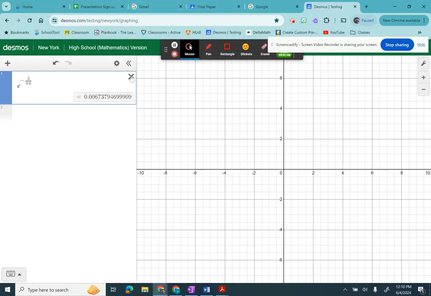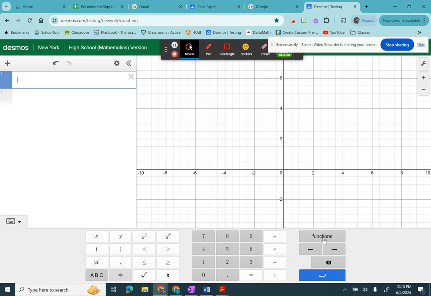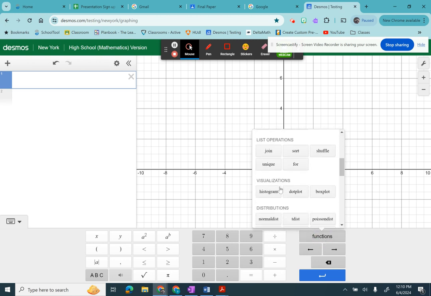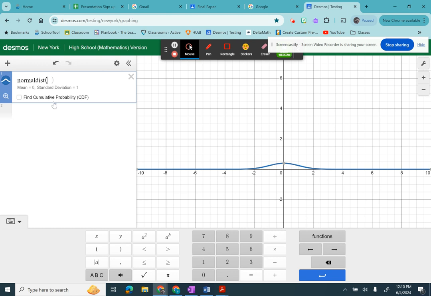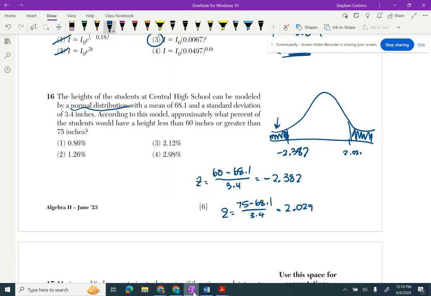To do normal CDF in your calculator, you're going to go over here to functions, go down to the distribution menu, go normal distribution. Remember, we always use 0, 1 because we like z-scores. Let's do the bottom section first. We're going to go from negative infinity, so just leave it blank, and we'll go up to negative 2.382. That's going to be our part on the bottom, so 0.0086. We also want the part on top.